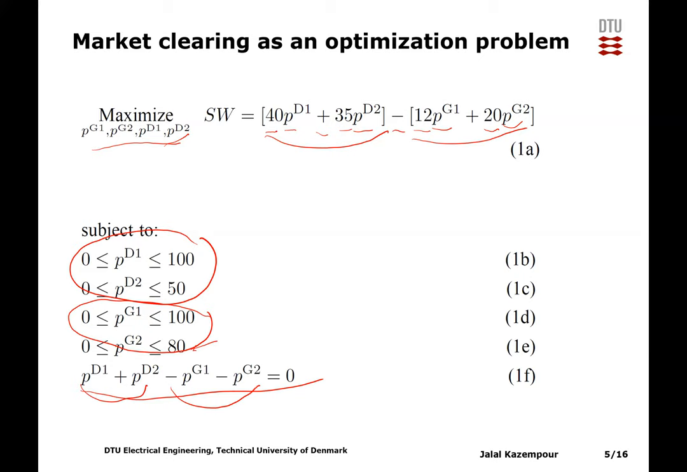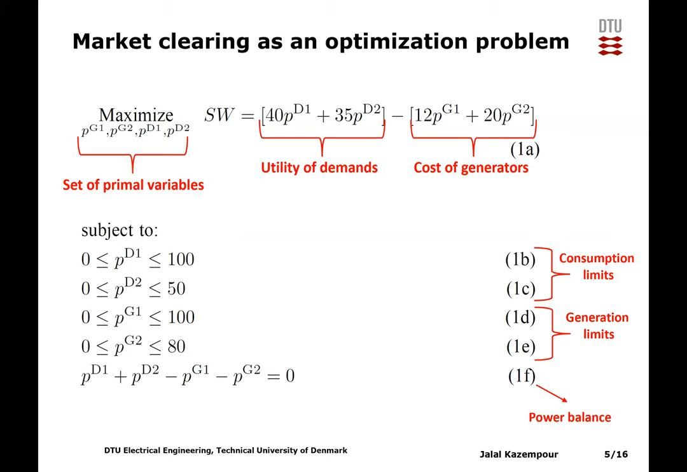Any questions so far? Well, we will make the problem much more complex later, very soon. So this is the explanations I just provided. Set of primal variables, utility of demands, cost of generators, consumption limits, generation limits, and power balance.